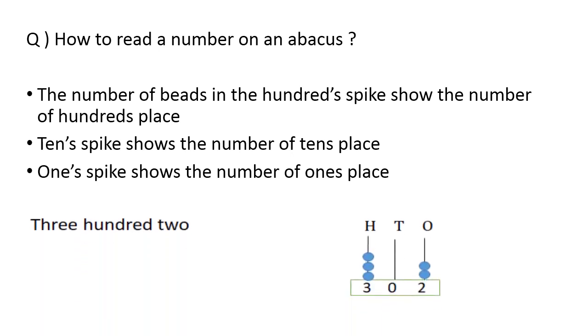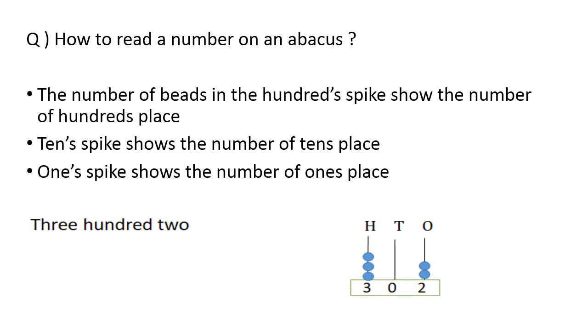Here I have one abacus. In this abacus there are 2 beads at ones place, no bead at tens place, and 3 beads are at 100 place. So beta, before this I want to tell you what is the meaning of spike. A spike means a thin rod of wood or metal. Wood और metal की बहुत पतली सी एक रोड होती है जिसके अंदर हम beads डालते हैं. So here we have 3 places. Okay, ones, tens and 100.